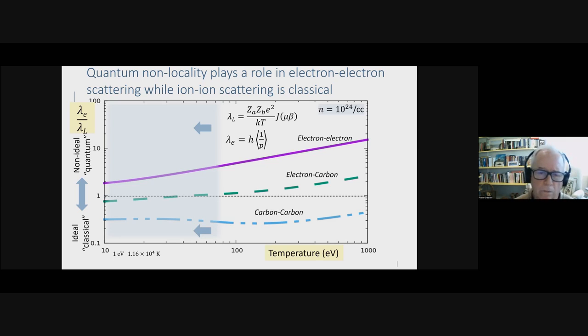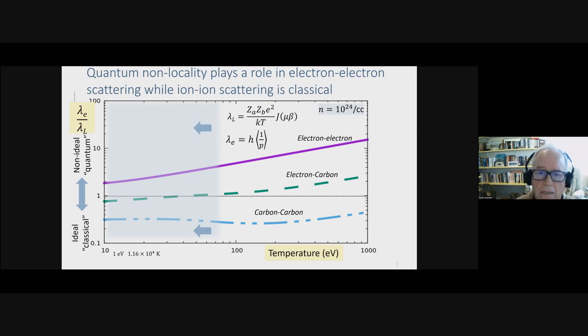And here we can form a dimensionless quantity, which is the ratio of the thermal de Broglie wavelength to the Landau length. These quantities are used particularly when we're talking about scattering processes. For example, electron-electron, or in this case, electron-carbon or carbon-carbon. So the Landau length sets the length scale at which the mean kinetic energy is equal to the mean potential energy.